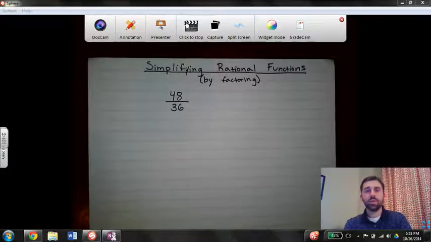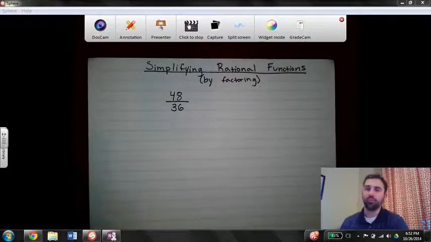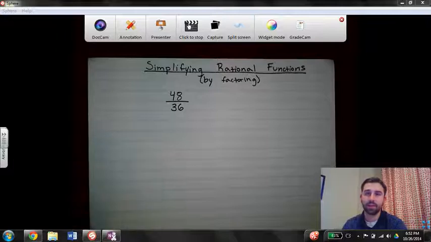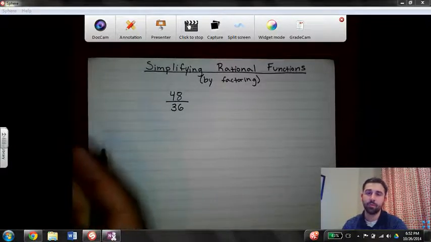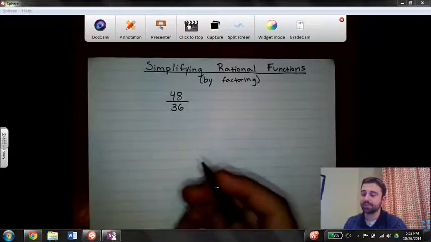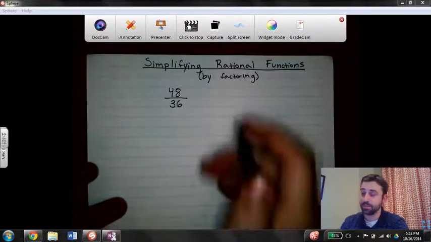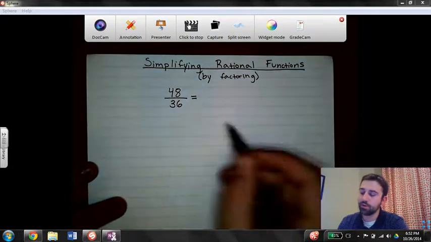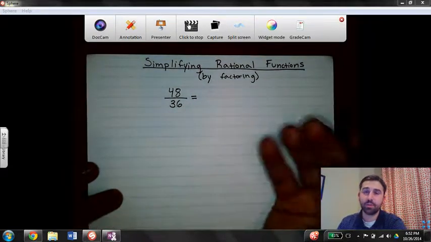In this video, we're going to be talking about simplifying rational functions by factoring. In order to do this, I want us to look at this simple fraction, 48 over 36. And by simplifying, I'm also talking about reducing down. So when you're looking at this type of fraction, we notice we can reduce it. In order to do this, we see the shared factors here.